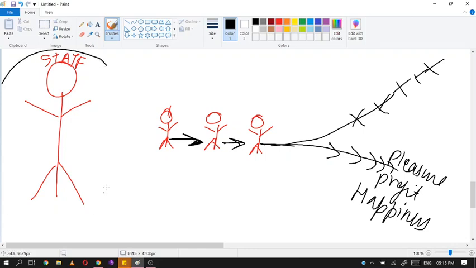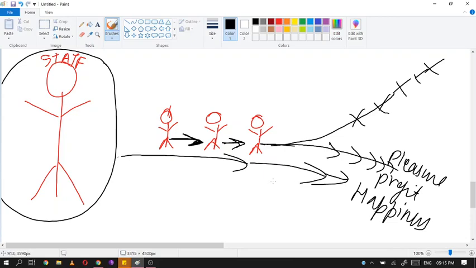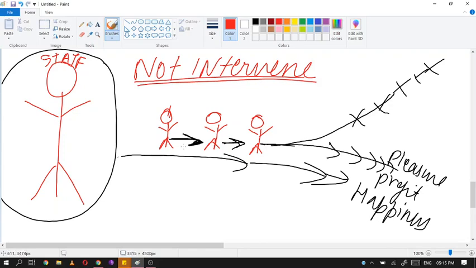So what should be the policy of state? Policy of state should be to make these people go in this direction only, right? Now they are automatically going in that direction. So what should be the policy of state? The policy of state should be not to intervene. Whatever you will do might hinder it, because the natural process is that only, you are going toward pleasure, profit, happiness. So you should not be intervening.